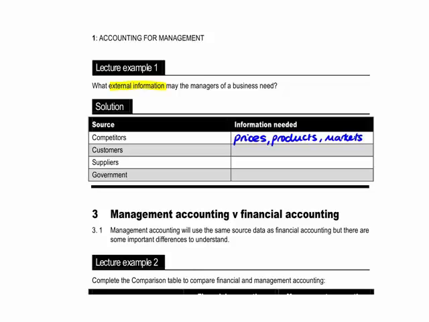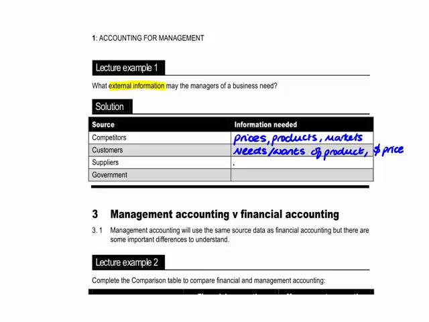Thinking about your customers, we need to think about what their needs and wants are. So what do they need or want from the product? What specifications must it have to be appropriate to them? And also the price that they're going to be prepared to pay for the product that has those particular specifications.